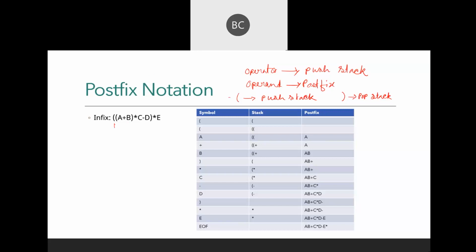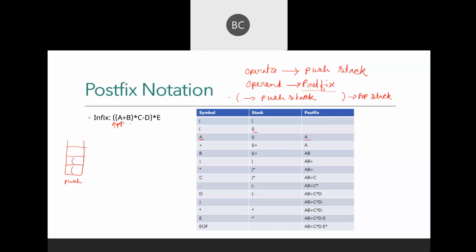So let's see what's happening here. First you will look, it will always go from left to right. First is a left parenthesis, so push. Postfix will remain same. Next you have another parenthesis, so you will push another. Next you have A. So whenever you find an operand, you will write it onto the postfix part.